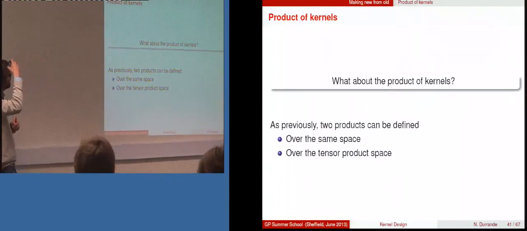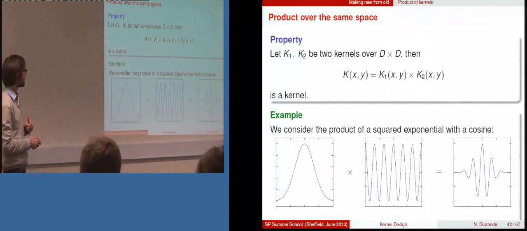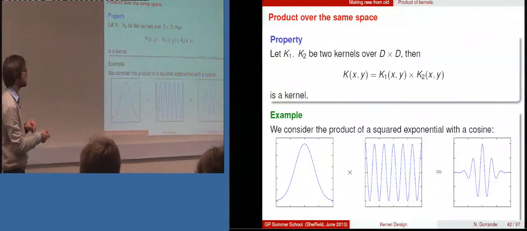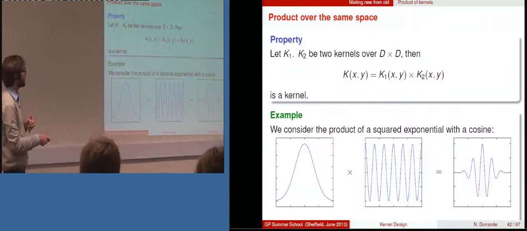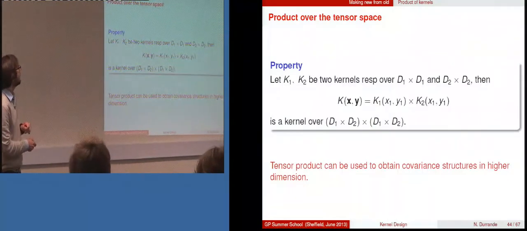So we've been talking about the sum of kernels. What about the product of kernels? As previously, we can make a product over the same space or over the tensor space. Here's the first example. I take 2 kernels defined over the same space, I multiply them, and I end up with a new function that is still positive definite. That's the kernel we've been talking about previously. If I multiply a Gaussian kernel with a cosine, I end up with something like this, which is positive definite. Here's the sample path.